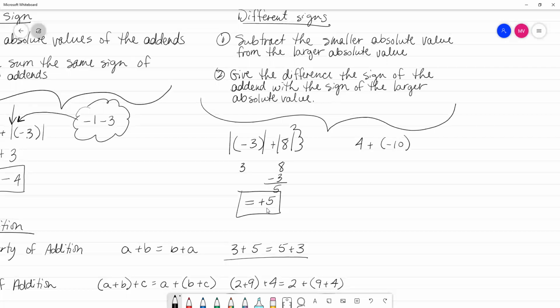Please, when you write your answers, don't leave the positive sign there. Not having a positive sign in front of a number means that it's a positive number. Oh, wait a minute. I said that backwards. Not having a negative sign in front of a number means it's positive.